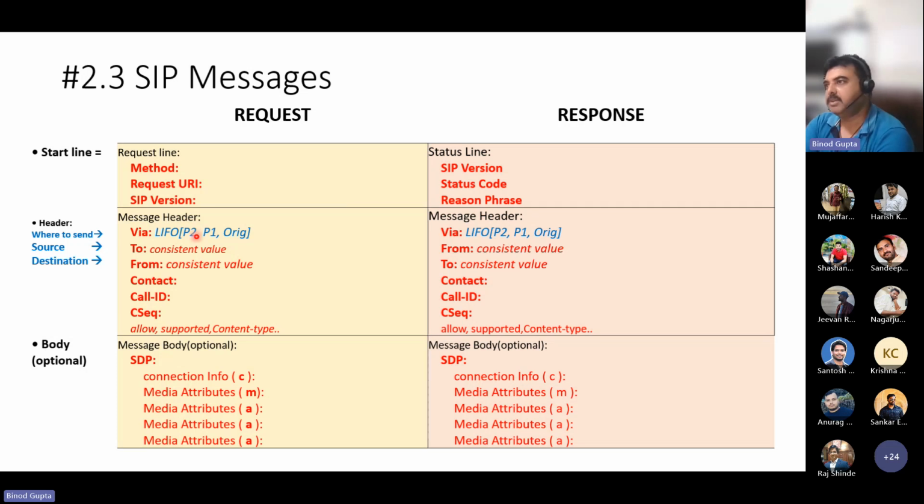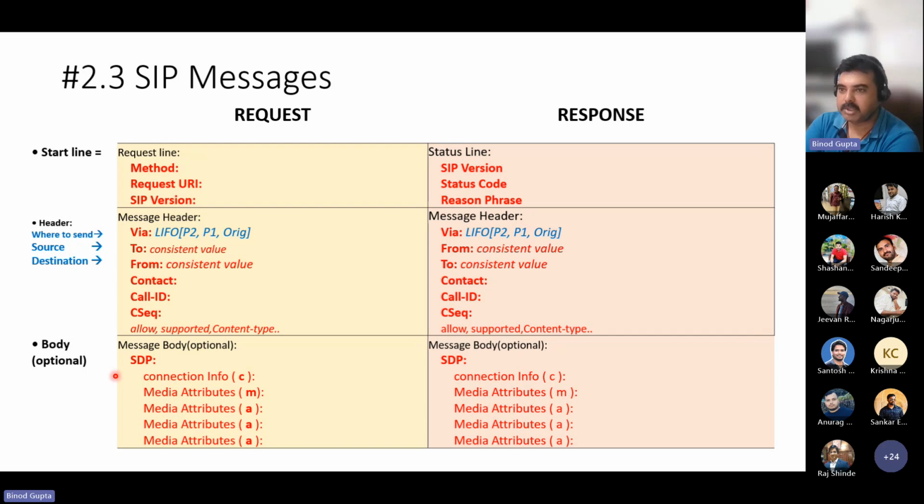And if you look at the reverse side, this list is copied as it is: P2, P1, and origin. When it is routing the packet in reverse, it will follow the same path. First it will reach P2, then P1, and then origin. Here it was origin, then P1, then P2. And here it is P2, P1, origin. So it is like LIFO, last in, first out.